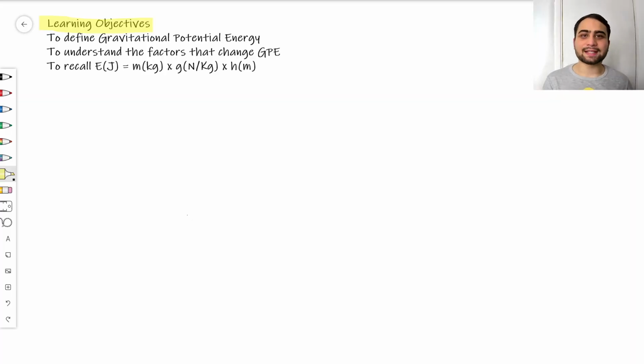My name is Brenham and today we're going to be looking at gravitational potential. So we have a few learning objectives: to define what gravitational potential energy, GPE from now on, actually is; to understand the factors that change GPE; and to understand that gravitational potential energy in joules is mass in kilograms multiplied by g, which is gravitational field strength, multiplied by height difference, which is in meters. Now, if you're ready, let's get right into it.